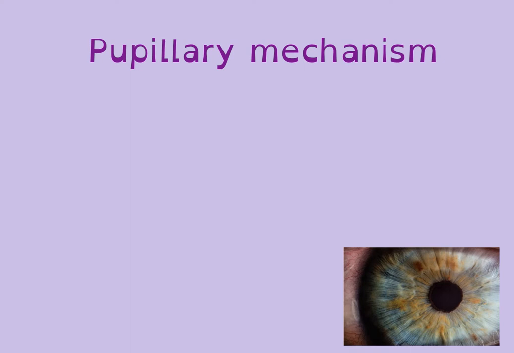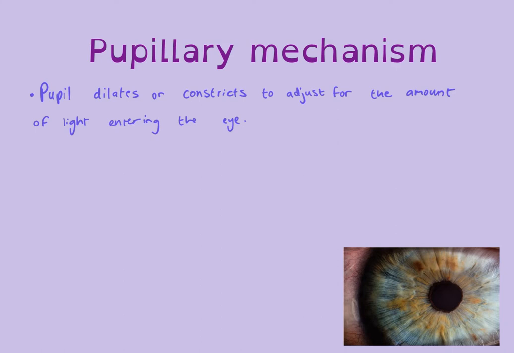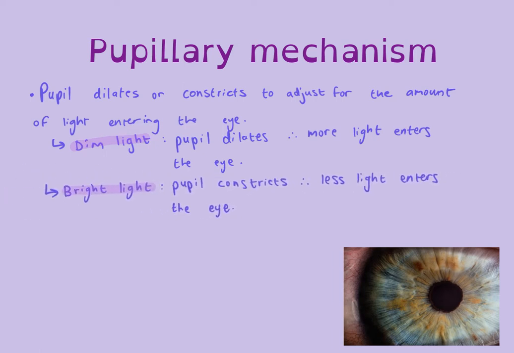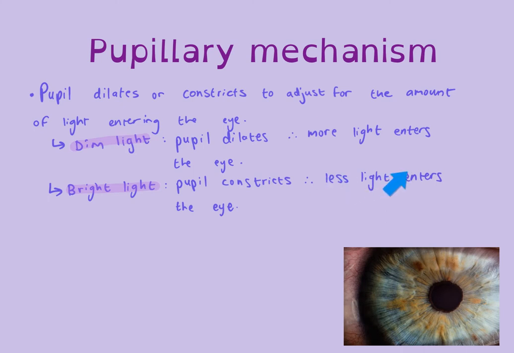So the process, simply stated, is the pupil will dilate or constrict to adjust for the amount of light entering the eye. So dilate means get bigger. If you think of a woman going into labor, her cervix dilates, means gets bigger, to allow for the baby to come through. And that would happen if we're dealing with dim light. So in dim light, the pupil will dilate because now there's not a lot of light in the room and you want this pupil to get much bigger to allow more light to enter the eye so you can see clearly. Whereas in bright light, the pupil will constrict, which means get smaller, so that less light enters the eye.